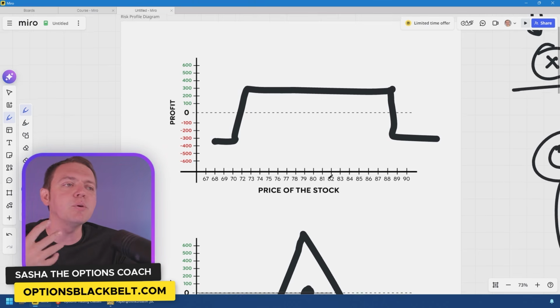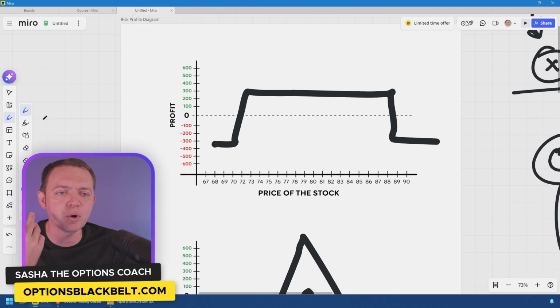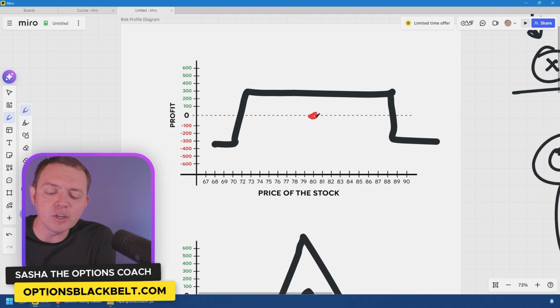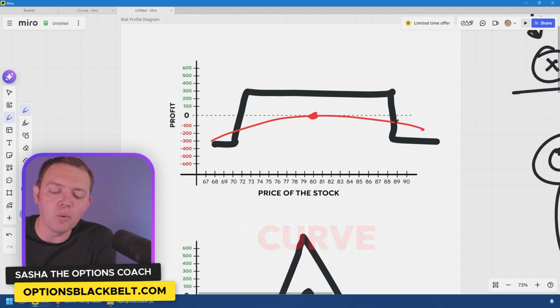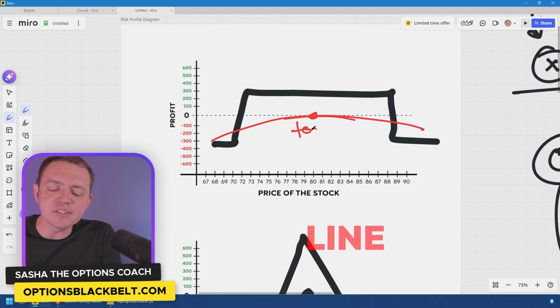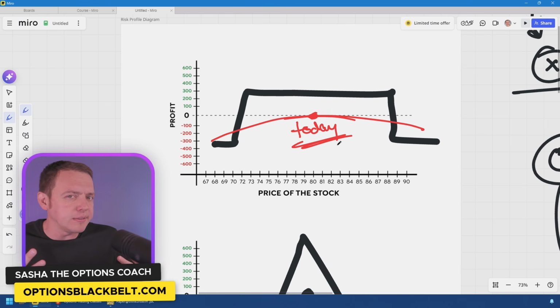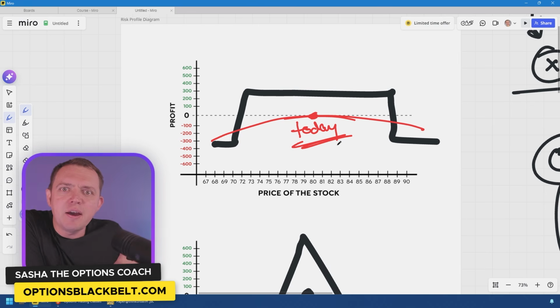But the big issue is that when you're starting to look at these risk profile pictures, you're actually looking at the expiration curve and you're not looking at the T+0 curve or the today line. And that is really what you want to look at and how it behaves. Because expiration doesn't come for another 6.5 hours in the trading day if you're doing zero DTE stuff.